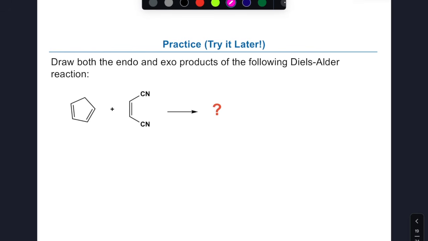So once again, let's number these off. 1, 2, 3, and 4. This is going to be 5 and 6.